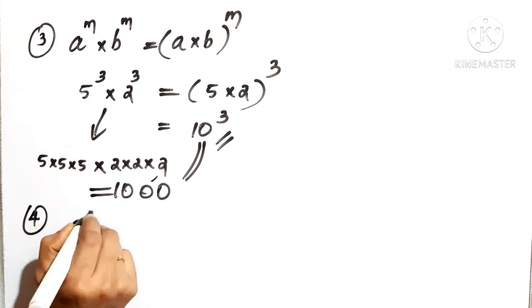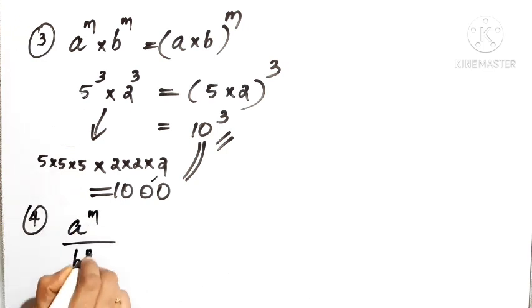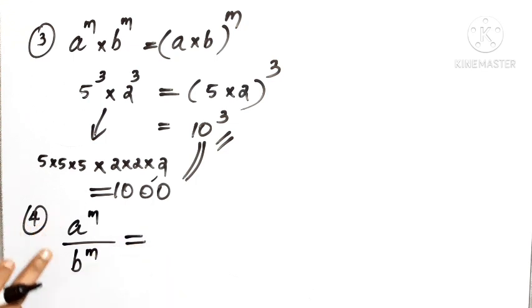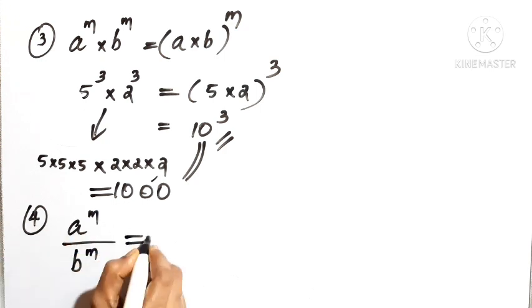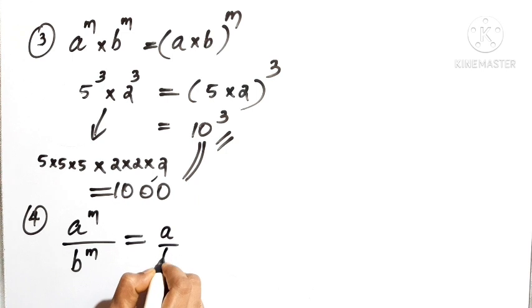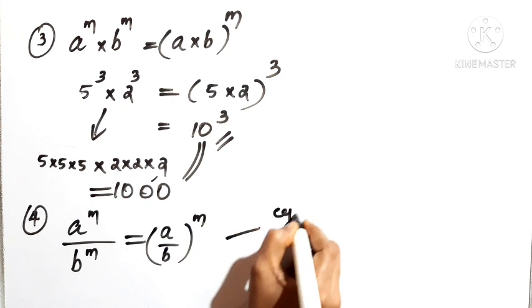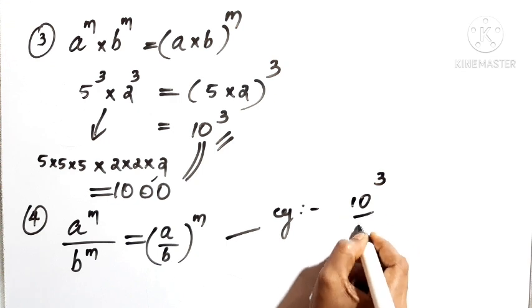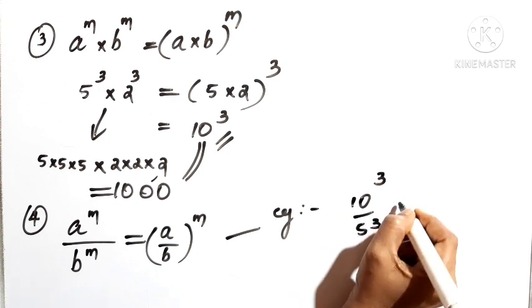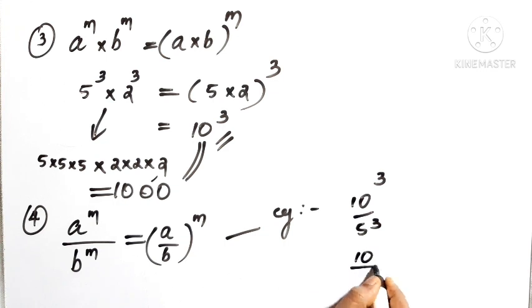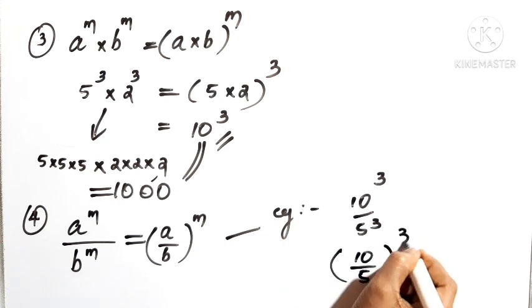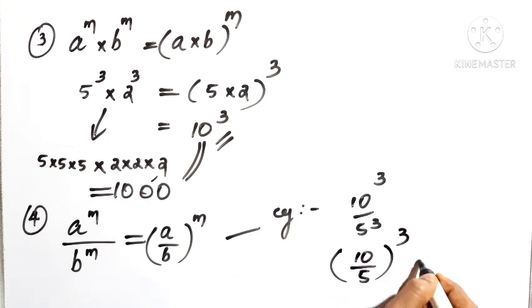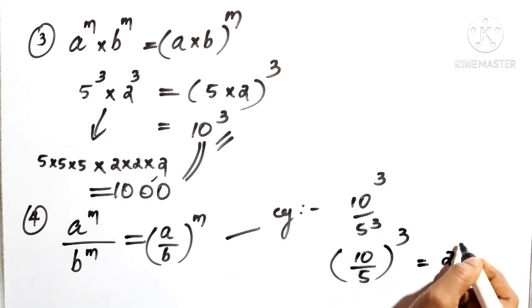Fourth one. A raised to m divided by b raised to m. Here also we can see different bases but exponents are equal. Okay. Now this equals a by b all raised to m. For example, see children, 10 raised to 3 divided by 5 raised to 3 also equals 10 by 5 all raised to 3. 10 by 5, if you need you can simplify. Answer becomes 2 raised to 3.